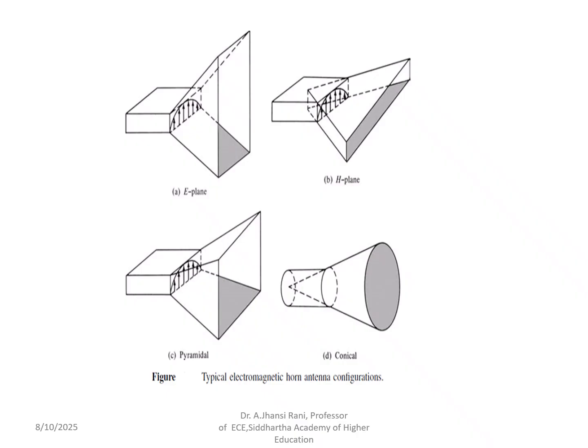This is the conical horn antenna. This is the circular waveguide. It is flared in the circular fashion. That is the conical horn antenna. These three are the rectangular waveguides flared out. This is the circular waveguide flared out to form the conical horn antenna.